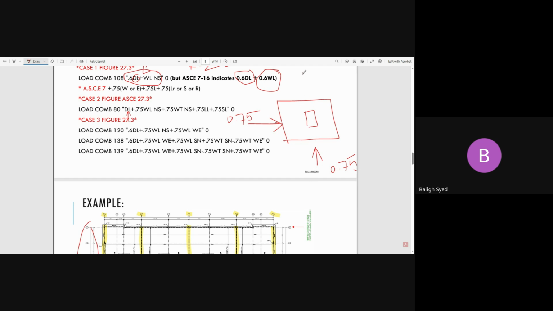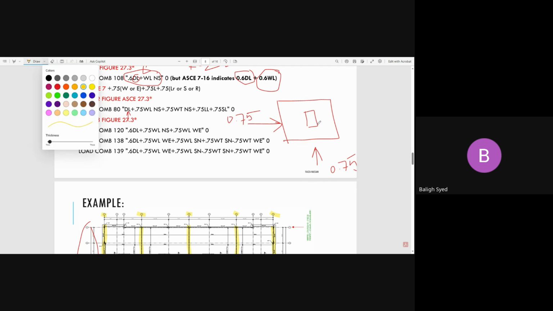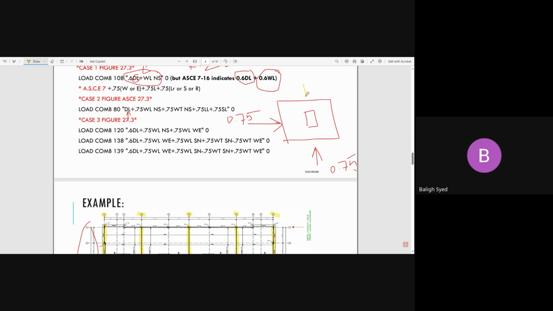One wind torque is coming from this direction, one from this direction, one from this direction, and one from this direction. Why does it happen? This is the intent of the code, the way we understood it. I just showed one load combo here to make sense to you. They realized the intention of the code is you design for the worst possible load effect on your structural element, within your structural system.